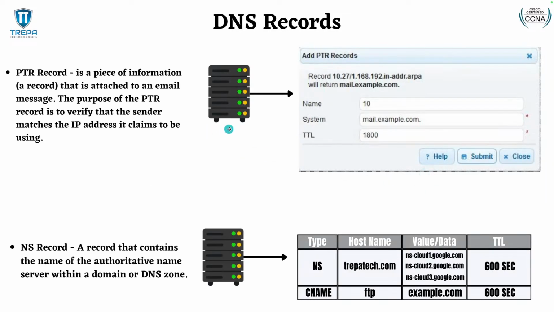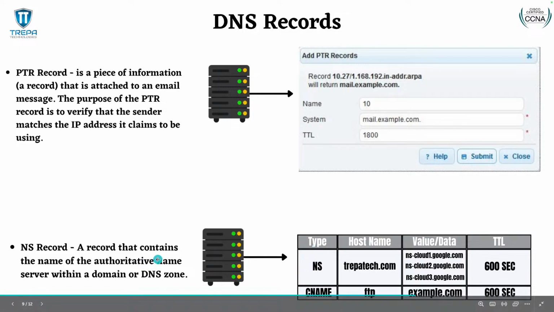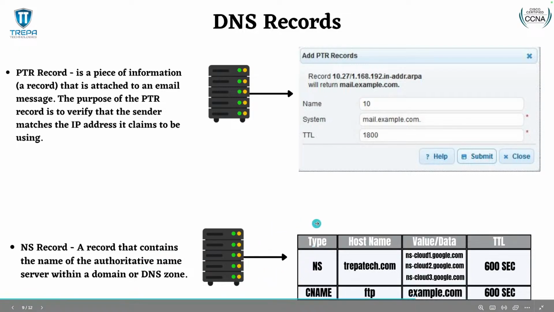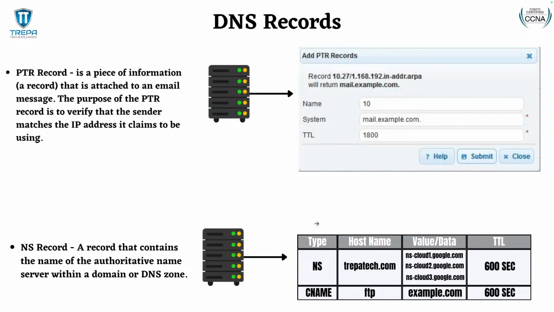Okay, you don't even know that one. A pointer record. So this is like the reverse, okay? This is like pointing an IP to a host name, okay? And this is for verification. Then we have our NS record. So this is what's telling our domain name, hey, this is your name server. Did I miss anything? Okay.